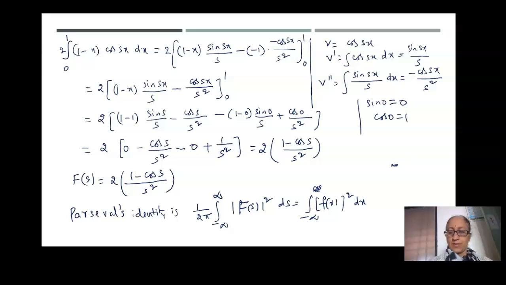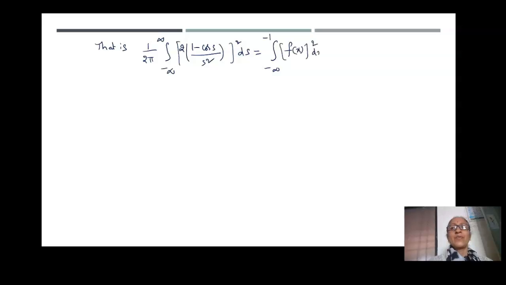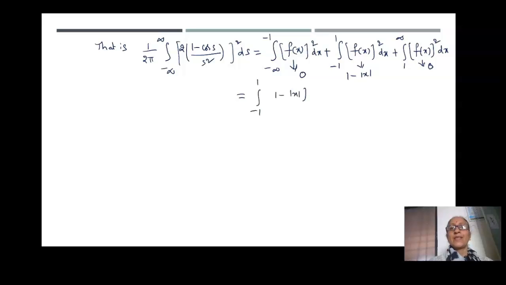Now here Fs is this one, so let us write this again. 1 by 2 pi integral minus infinity to infinity 2 into 1 minus cos s upon s square whole square ds equal to integral minus infinity to minus 1 fx whole square dx plus integral minus 1 to 1 fx whole square dx plus integral 1 to infinity fx whole square dx. In the first and last intervals this function is 0; in the middle interval it is 1 minus mod x. So we can write it as integral minus 1 to 1 of 1 minus mod x whole square dx. Since it is an even function, we can write it as 2 integral 0 to 1 of 1 minus x whole square dx.